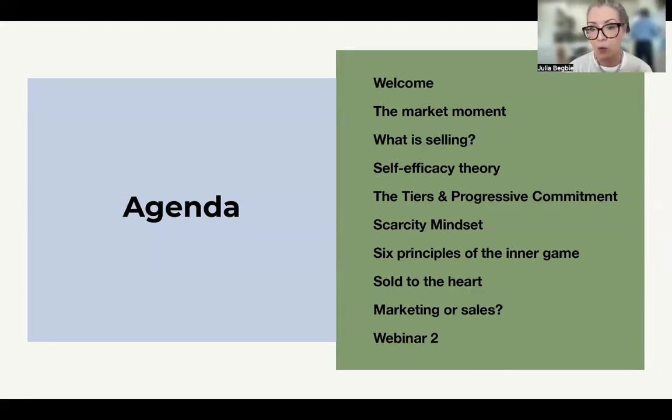We'll take a quick look at what selling actually is. And then I have a number of different theories to talk through with you. And most of them relate to mindset and psychology. So we have self-efficacy. I want to talk to you about what's appropriate for businesses at different stages of development. And I want to talk about progressive commitment.